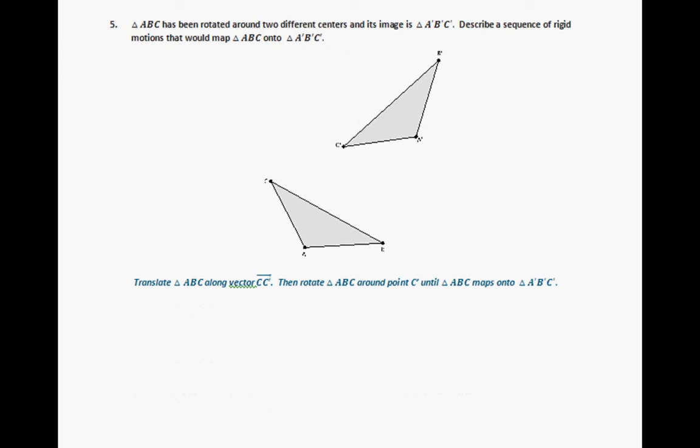So translating along vector C, C prime, and then rotate around point C until it maps onto A prime, B prime, C prime. Remember, the order of transformations always start with a translation, and then a rotation, and then if needed, a reflection.